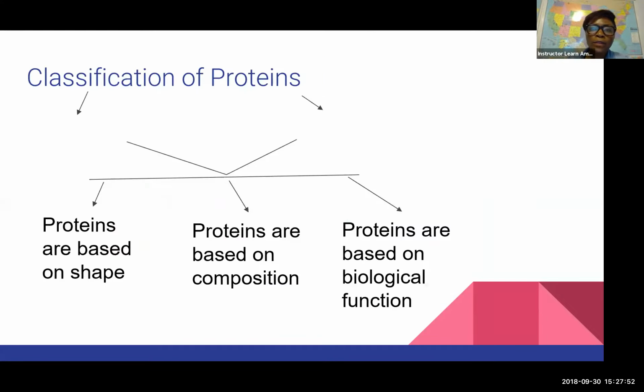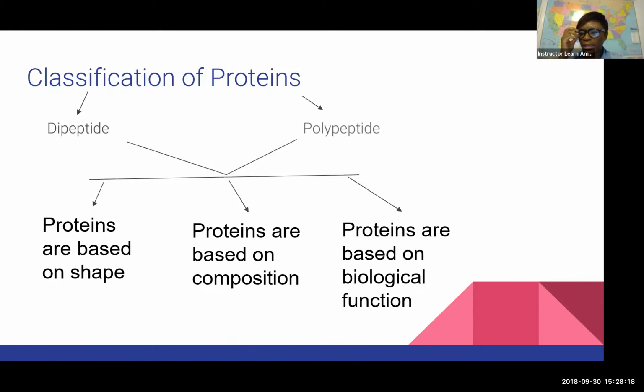Okay, so proteins fall into different classes and compositions. So we classify them by their size, the shape of the protein, which also determines its function, and the composition, what it's made up of. So these are the 3 main things we look at when we're discussing proteins.